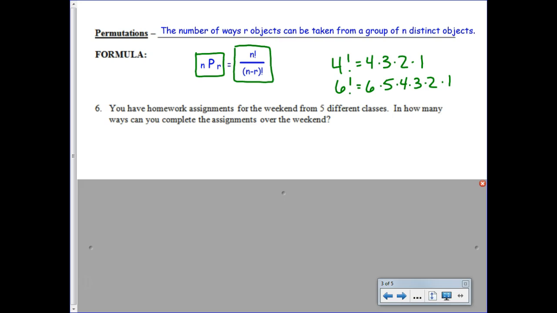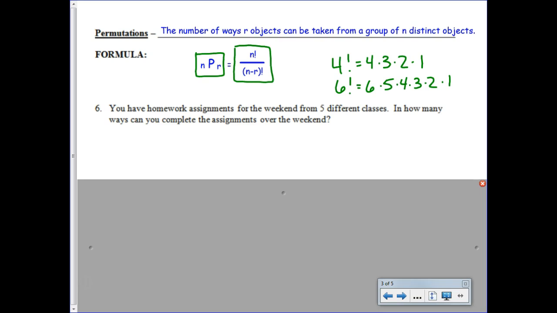Okay, so you have homework assignments for the weekend from 5 different classes. How many ways can you complete the assignments over the weekend? So you need to choose from 5 different classes. We're not actually going to use this permutation just yet.